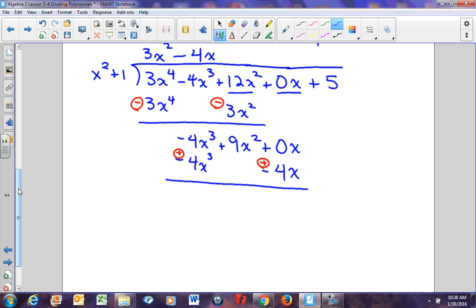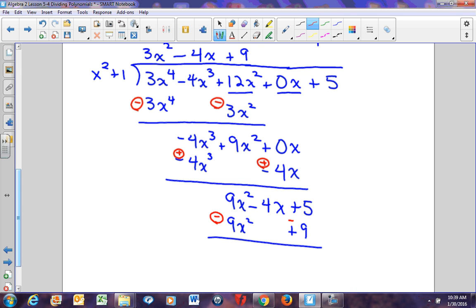Negative 4x to the 3rd plus 4x to the 3rd cancels out. 9x squared stays. 0x minus 4x is negative 4x. Then I'm going to bring down my 5. What do I need to multiply x squared by to get 9x squared? I need to multiply it by 9. 9 times x squared is 9x squared. 9 times 1 is 9. Change all my signs. And I end up with negative 4x minus 4.